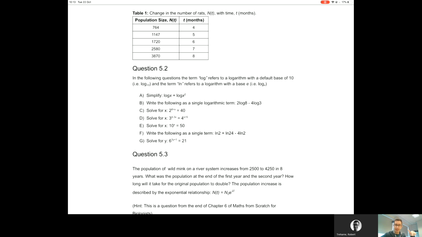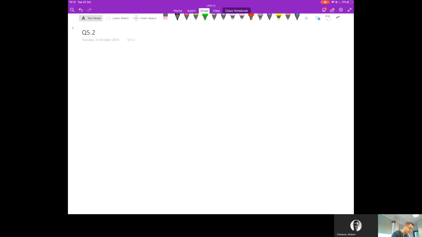Right, let's plow through these though. So I've got 7 logarithm questions. Let's just get through them. First one, A. I'm asking you to simplify log of x plus log of x squared. Now, I want to take two log terms and make them into a single log term. That's simplifying.